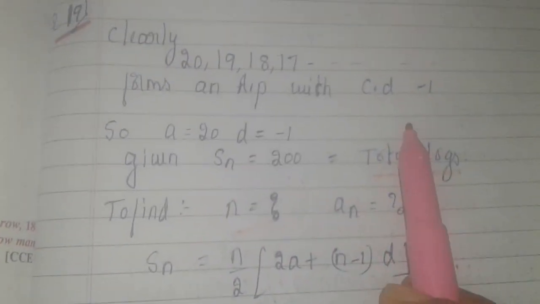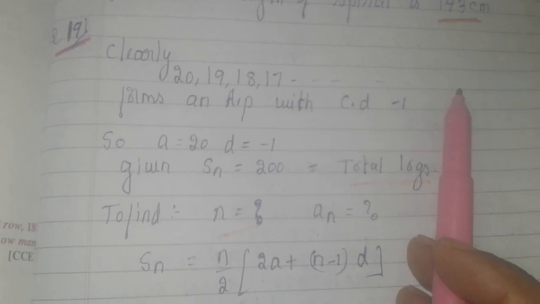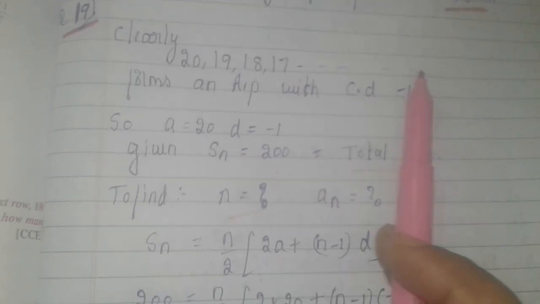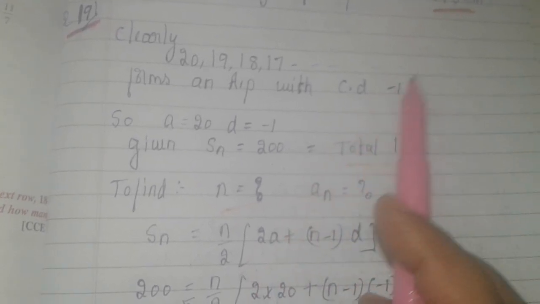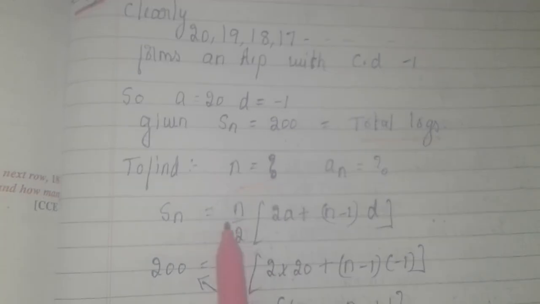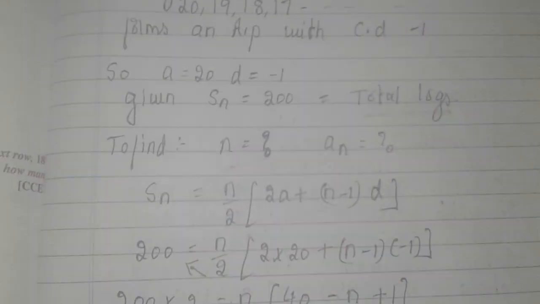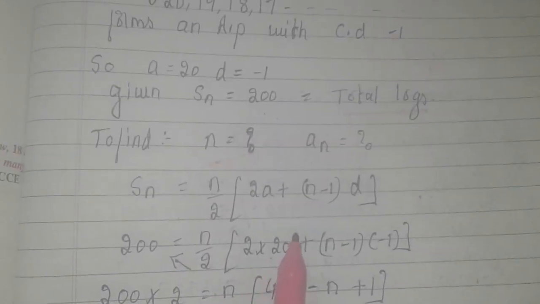Now here I can't take the second formula because it is not a finite progression. So remember, always when it is a finite progression you go for the second formula because you know the last term. If it is not known, then you go for the first formula which I have given in the previous session. Sn is n by 2 into 2a plus n minus 1 into d.